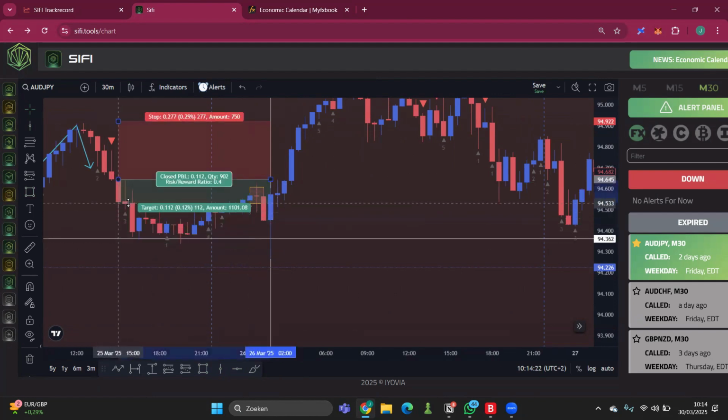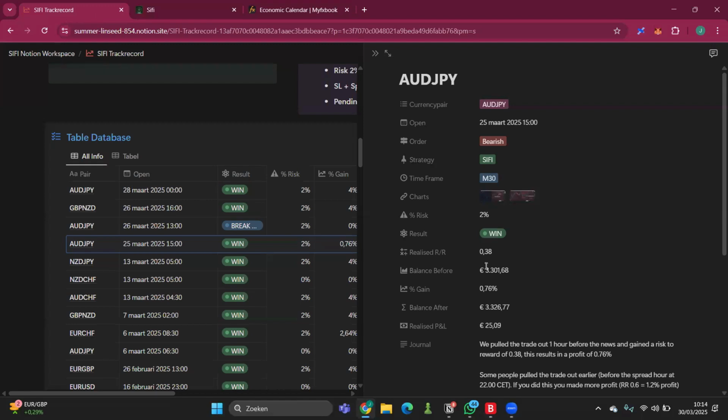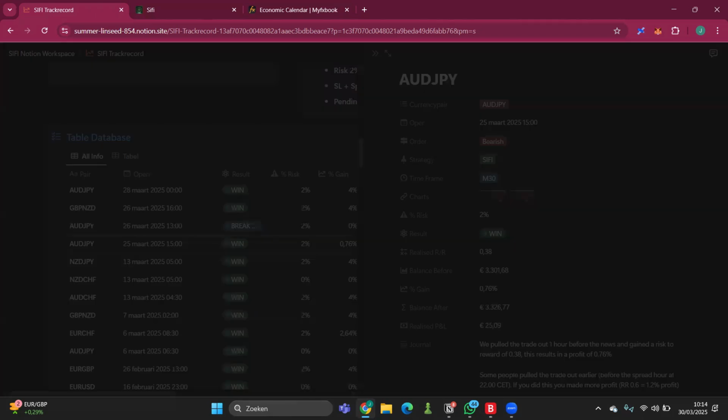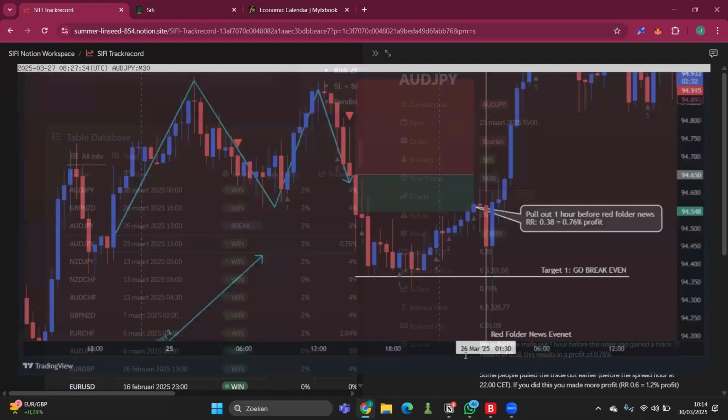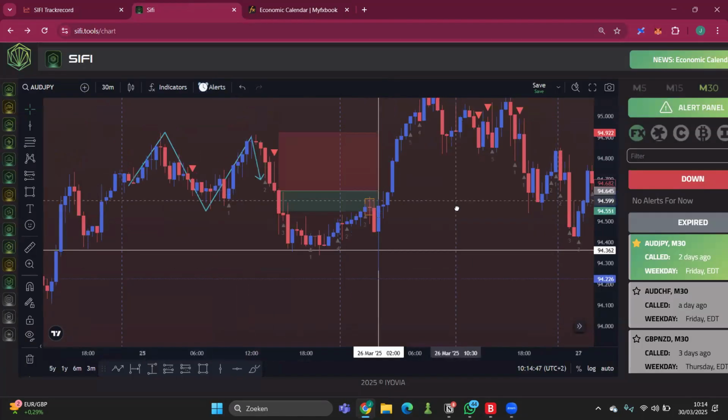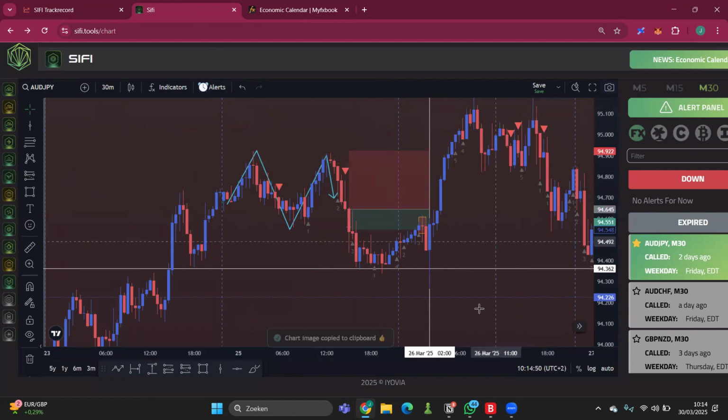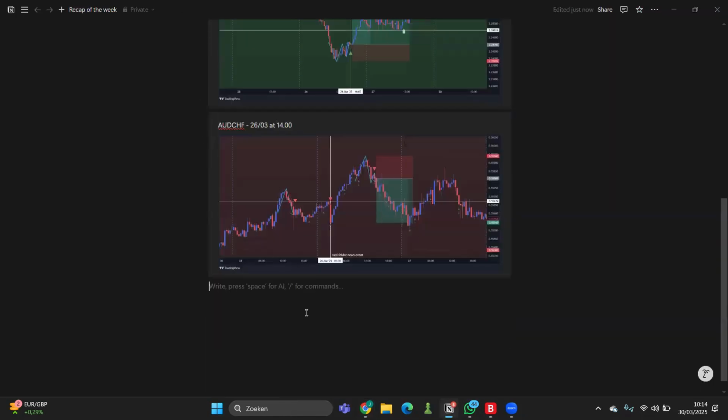And that's where we managed to do a risk to reward of 0.34 something, right? That's why we documented 38. 0.38 is the risk reward that we realized. And that is what you can also see right here. Okay, so we pulled it out before that news event happened. So that's this trade. Okay, I can take another picture of this, put it in our AUDJPY, 25th of March.